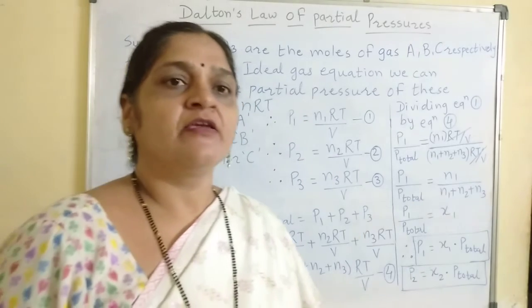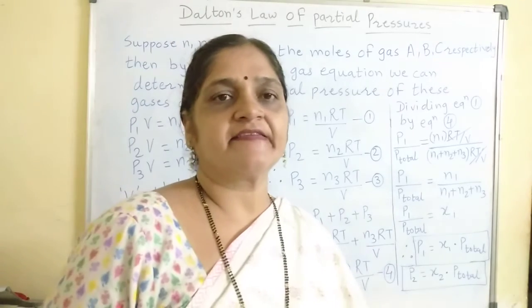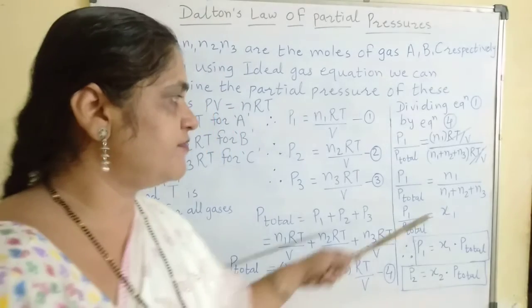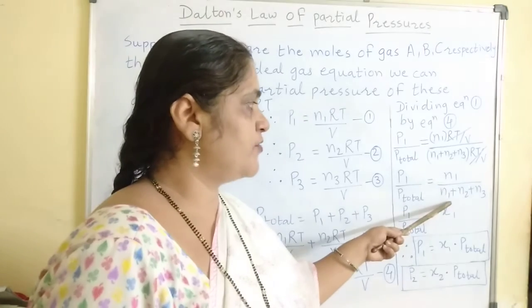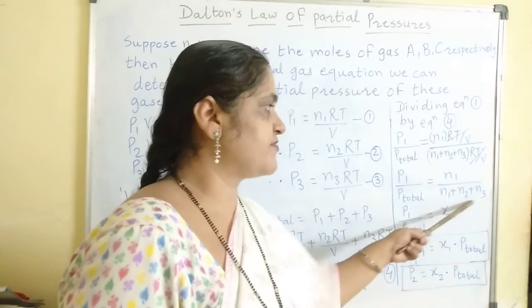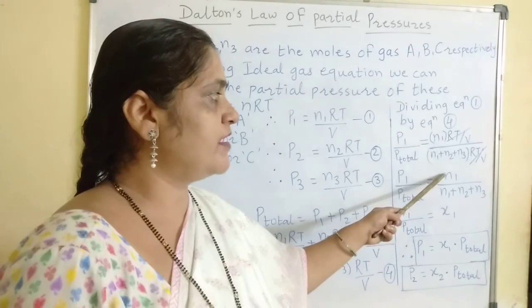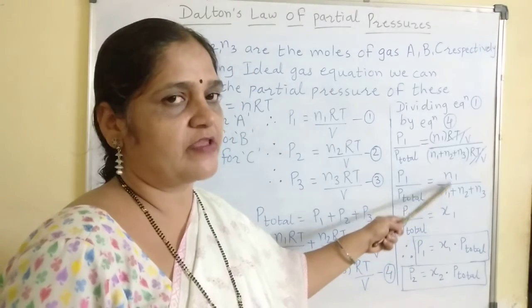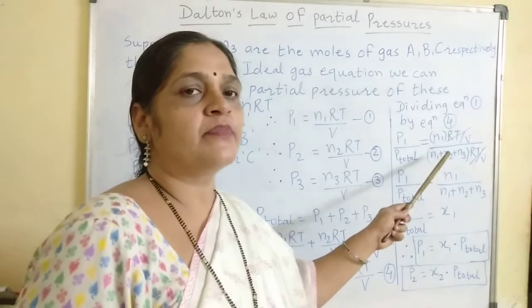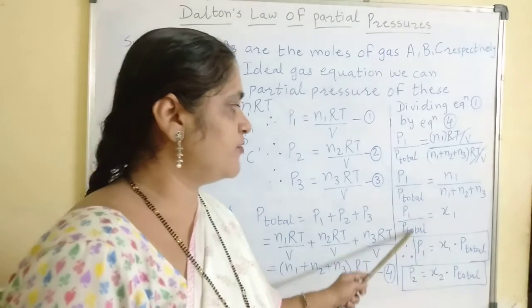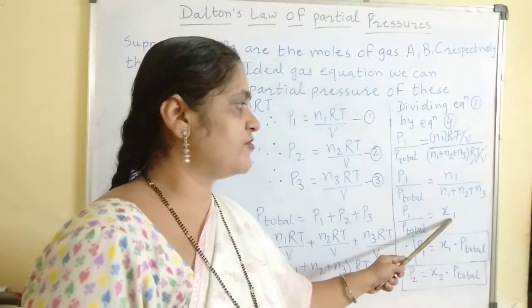In this way you have already discussed this formula when you learned about mole fraction. So here also we are getting the same, n1 upon n1 plus n2 plus n3. So total number of moles is n1 plus n2 plus n3, and n1 upon this total number of moles. So n1 is the moles of gas A. Therefore we can write P1 upon P total is equal to the mole fraction of gas A.